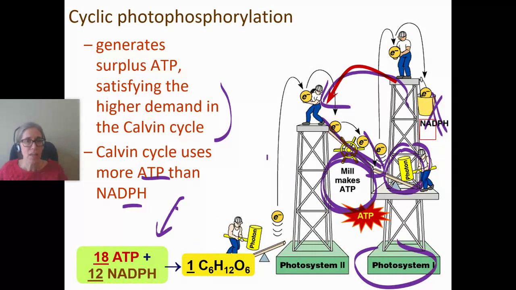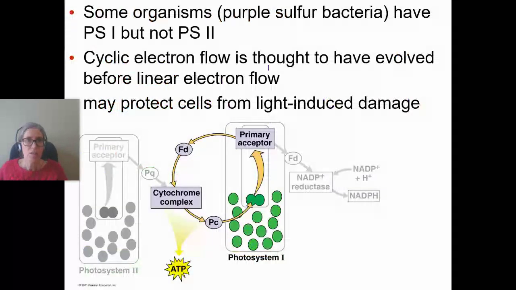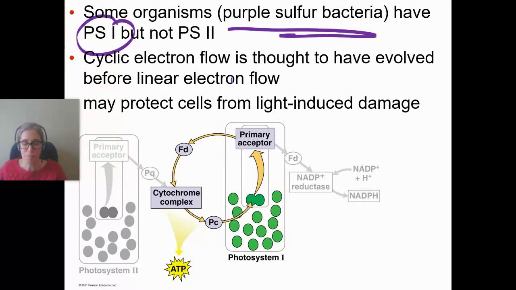So both cyclic and non-cyclic photophosphorylation are always occurring, except if you're a purple sulfur bacterium, in which case you only have photosystem 1. So we think cyclic electron flow evolved first. And we also think it's possible that cyclic photophosphorylation might protect some cells from light-induced damage.